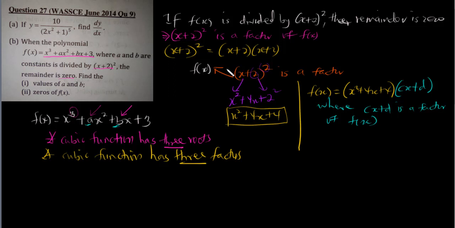So first, what I wanted you to understand is that f of x is a cubic function, and because it is a cubic function, it has three linear factors. Because we are told that x plus 2 raised to the power 2 divides the function f of x to give a remainder of 0, then x plus 2 raised to the power 2, which happens to be a quadratic, is a factor of f of x. And if indeed it is a factor of it, then we are left with one linear factor to find a full function.